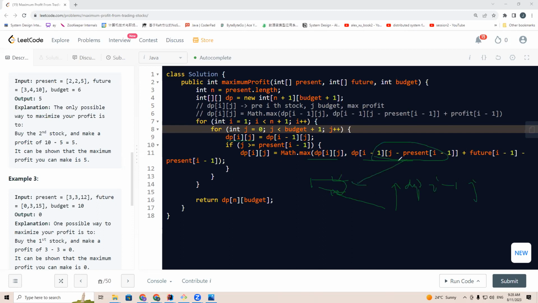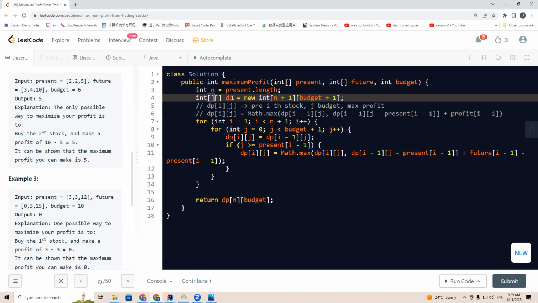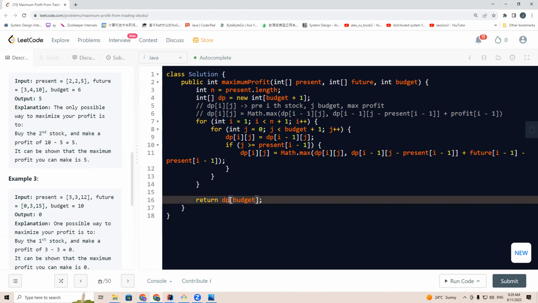Since it comes from these two values, we know for this kind of formula we can change this to a one-dimensional DP. And when we loop, instead of going from left to right, because it comes from these two directions, we need to loop from the end to the left. If we change this to a one-dimensional DP, we can get rid of the n dimension, so we'll have just a dp array of budget plus 1.